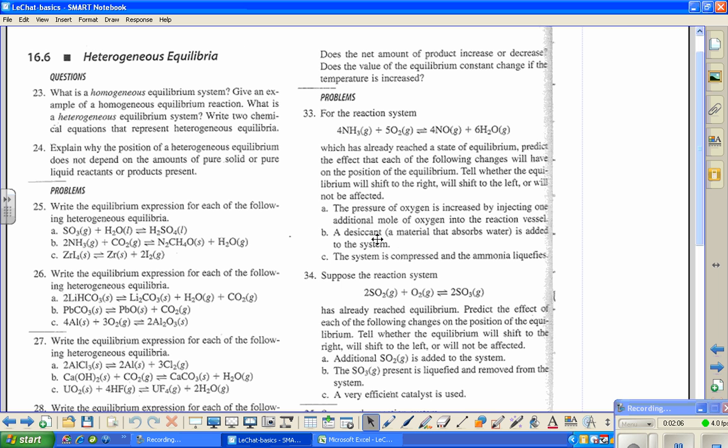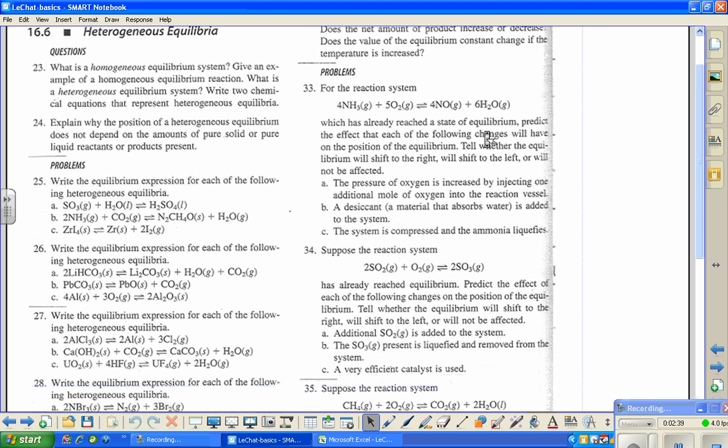Now, this is something you might not understand, so let me explain. A desiccant, which is a material that absorbs water, is taking water out. It's actually forming a hydrate inside of the little package where you have the desiccant. But essentially, in terms of how much water is in the air, the gas water, and this is sitting here on the right side, by putting in the desiccant we have removed some water.